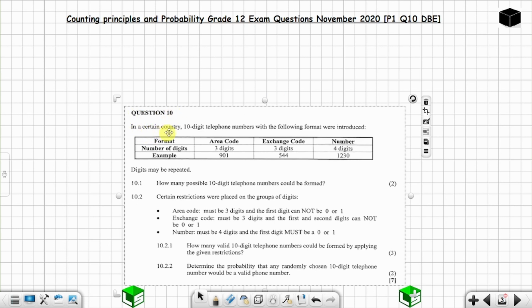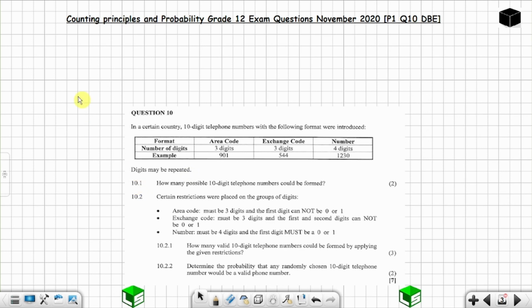Question 10. In a certain country, 10-digit telephone numbers with the following format were introduced. The format has an area code, exchange code, and number. For the area code you must have 3 digits, for the exchange code 3 digits, and for the number 4 digits. You have an example, just an example. Digits may be repeated, you are told that digits may be repeated.